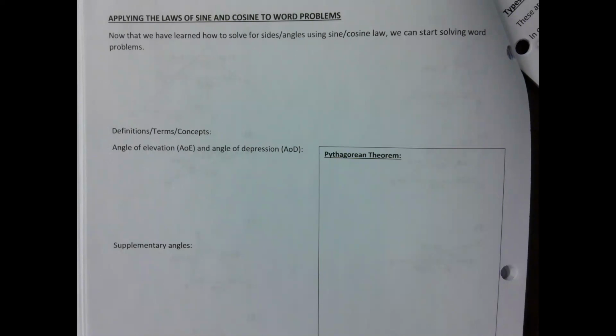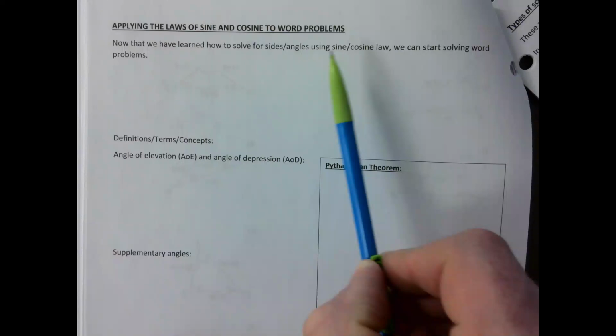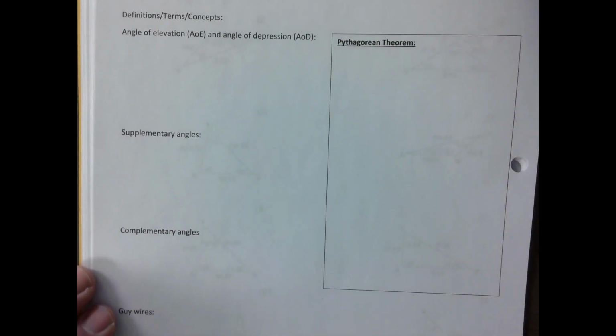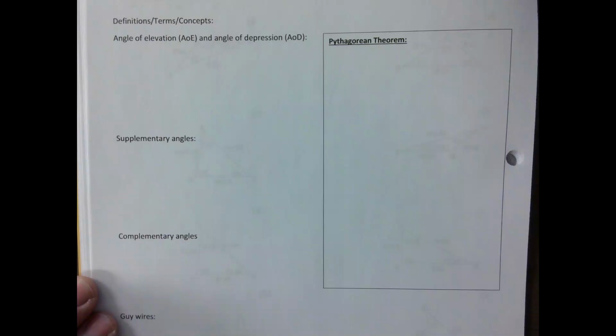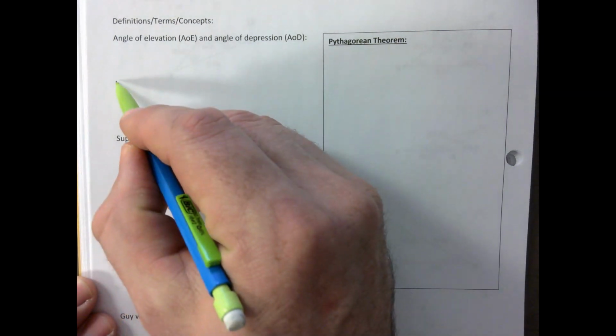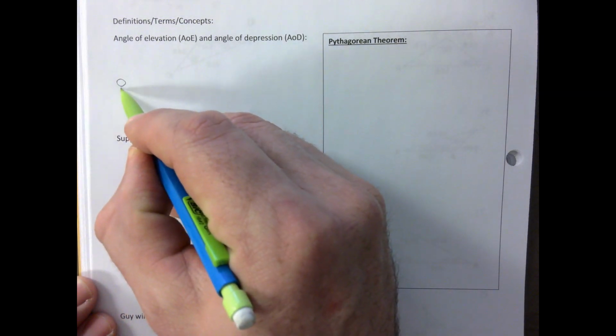All right, so we're going to apply the trig laws to word problems. Now that we've learned how to solve for sides and angles using sine and cosine, we can start solving word problems. So some definitions before I start. Do you remember your angle of elevation, angle of depression?